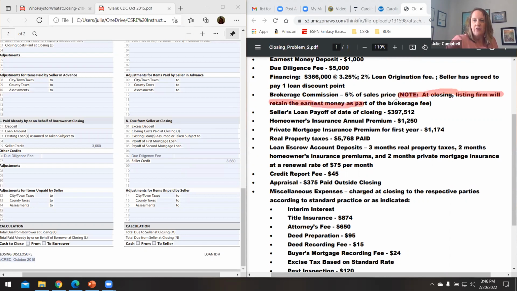Remember we talked yesterday about how, if the real estate firm is holding the earnest money, they have two options. They can either cut a check and send it to the attorney's office, or they can deduct commission at settlement. The agent brings back a check less than their commission. The firm transfers the earnest money from the trust account to the operating account to make that commission whole. And that's what's going on here. Commission is 5% of the sales price. At closing, the listing firm will retain the earnest money as part of their brokerage fee.